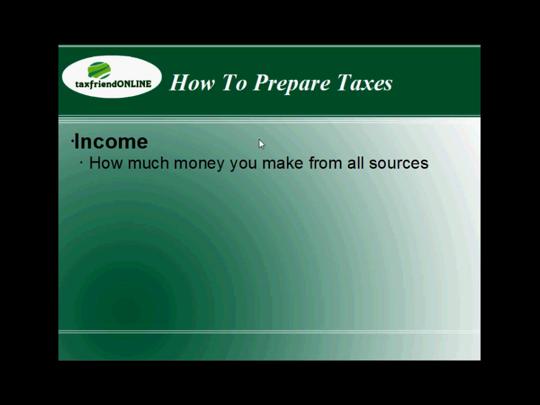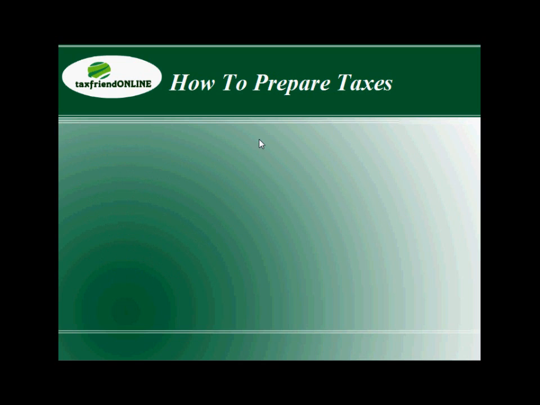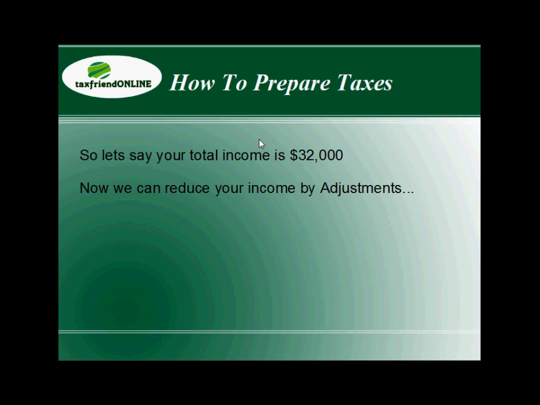Now income is how much you make from all sources. For example, it could be from your job, various investments, rental properties, pension, and unemployment. Now these are just examples of income. There's a comprehensive list of things that could be considered income, but for the sake of this tutorial, I just wanted to give you some examples. So let's say last year your total income from all sources was $32,000.